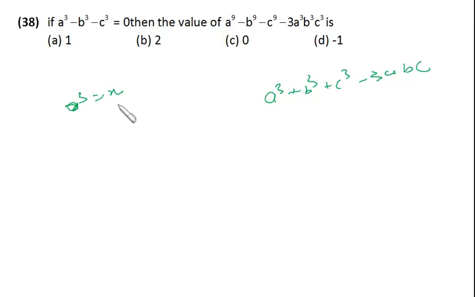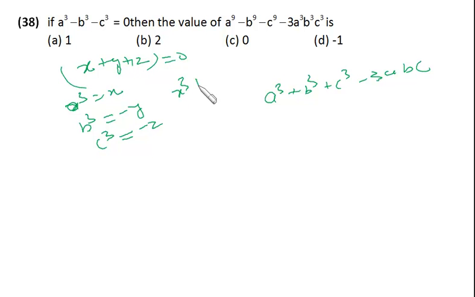See, I am doing paperwork over here just for you. You don't have to do any sort of paperwork, right? Because that will be unnecessarily time consuming, right? A cube is x, b cube I say minus y, and c cube I say minus z. Right? Now a cube minus b cube minus c cube, that is actually x plus y plus z, right, is equal to 0.